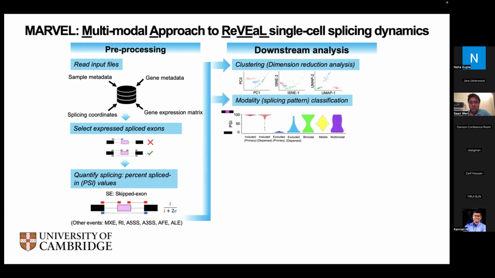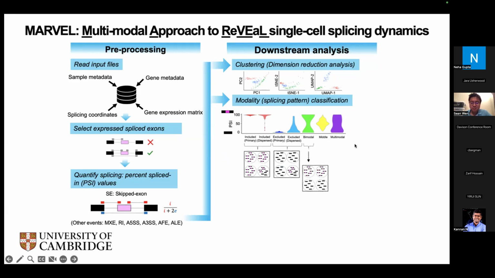The second downstream analysis is modality classification. Modality is just a fancy name for splicing pattern. The splicing pattern can come in seven different patterns depending on the percent spliced in distribution in your cell population of interest. For example, the included splicing pattern simply means that most cells express the pink exon of interest. The excluded splicing pattern simply means that most cells do not express that pink exon of interest.